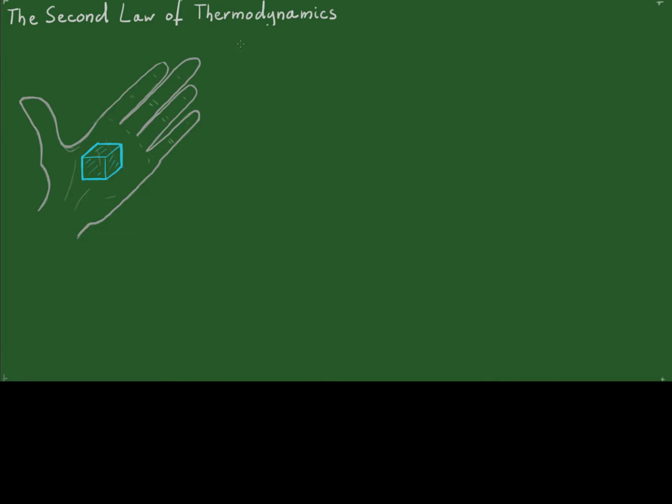So I'm going to define the system. I'm going to say that the system in this case is the ice cube. That is not how you spell ice. And that the surroundings are defined by my hand. So what is the entropy of the system?